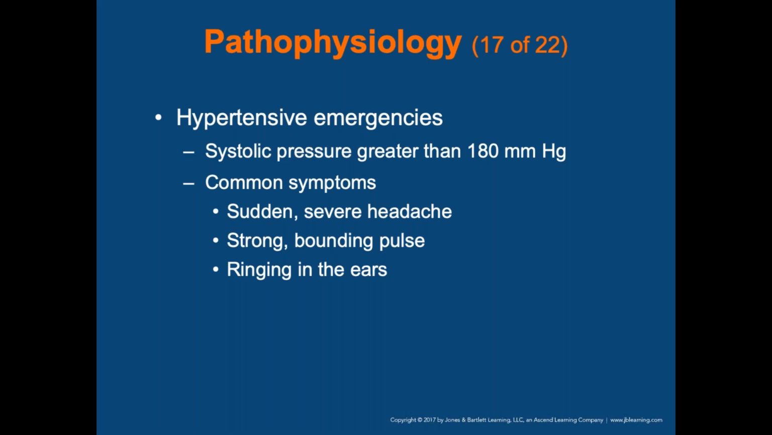Hypertensive emergencies involve any systolic blood pressure greater than 180 or a rapid increase in systolic pressure. Sudden severe headache is a common sign of this. Other symptoms include strong bounding pulses and ringing in the ears as well. These patients need to be transported to the hospital immediately for a hypertensive crisis, because that can cause a significant stroke or a heart attack.